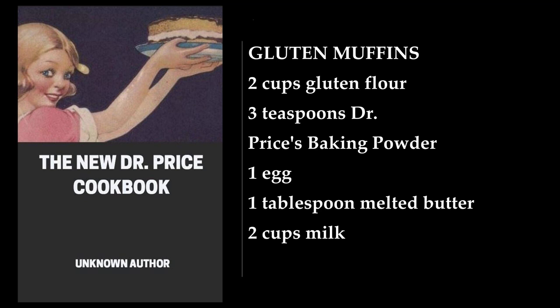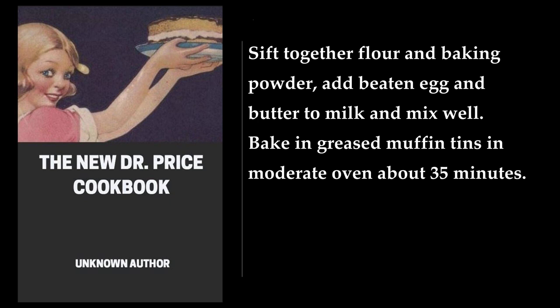Gluten muffins. 2 cups gluten flour. 3 teaspoons Price's baking powder. 1 egg. 1 tablespoon melted butter. 2 cups milk. Sift together flour and baking powder, add beaten egg and butter to milk and mix well. Bake in greased muffin tins in moderate oven about 35 minutes.